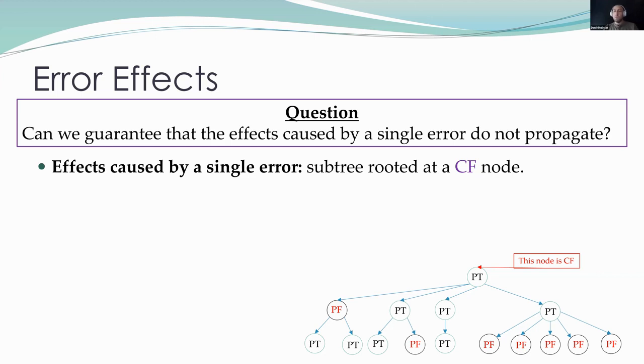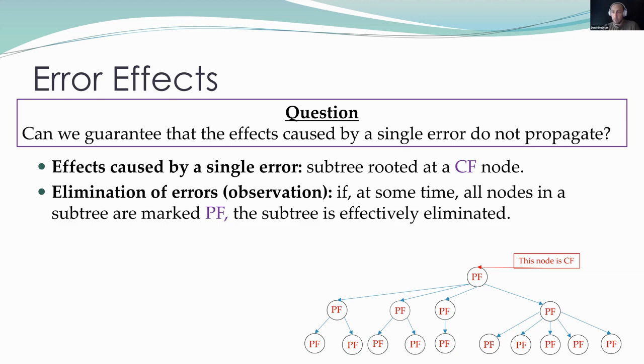Now, what would it mean to not allow the errors to propagate, or to eliminate error? And this is the following observation. If at any point in the process, all descendants of a faulty node become proclaimed false, then the tree is essentially eliminated, right? No other nodes can join that subtree, and it is frozen in time. So that mistake cannot propagate forward.